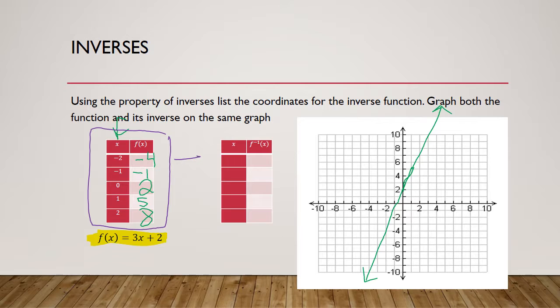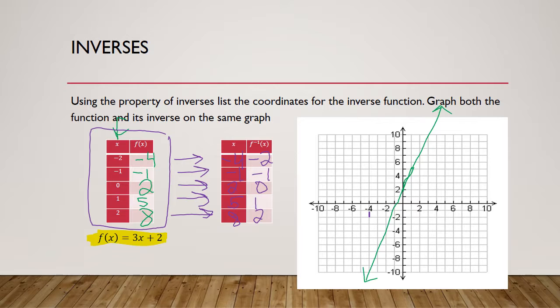Okay, so what we want to do is we want to graph the inverse of this graph. So we're going to take these coordinates and we're going to flip-flop them. So -2, -4 becomes -4, -2. And then -1, -1 stays -1, -1. 0, 2 becomes 2, 0. 1, 5 becomes 5, 1.